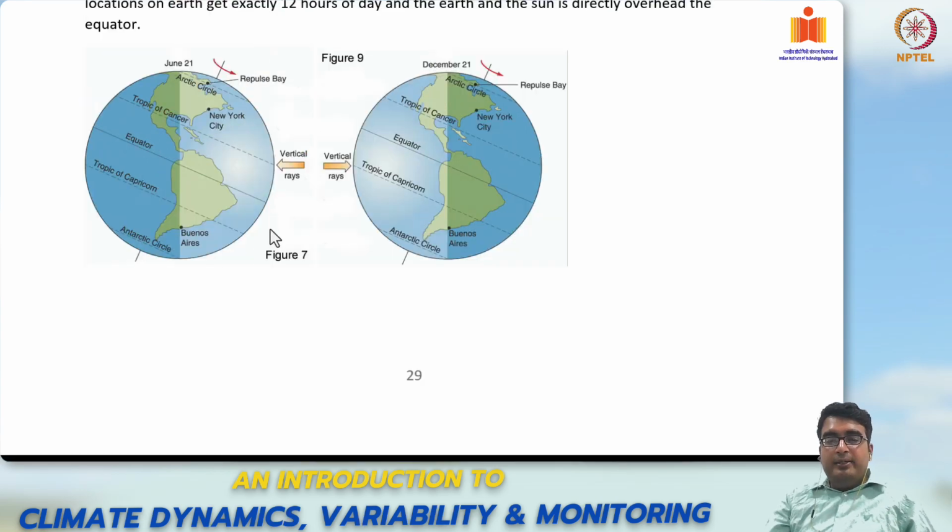Another important point which I have to mention: every point on the equator will always get 12 hours of sunlight at any time of the year, because if you see at the equator, for both the summer solstice and the winter solstice, exactly half of the length of the equatorial circle lies in the illuminated half and half lies in the darkened half.